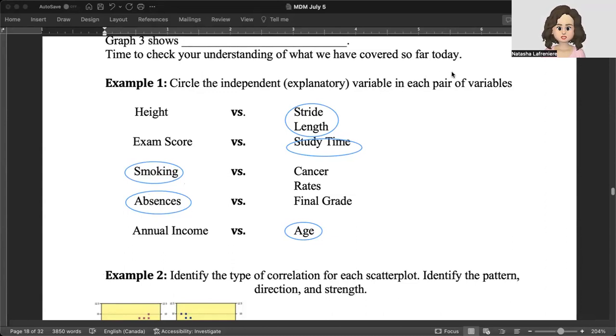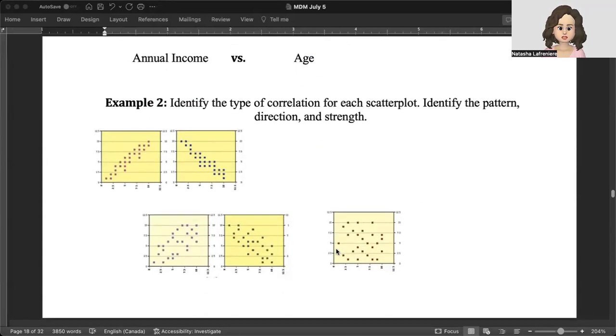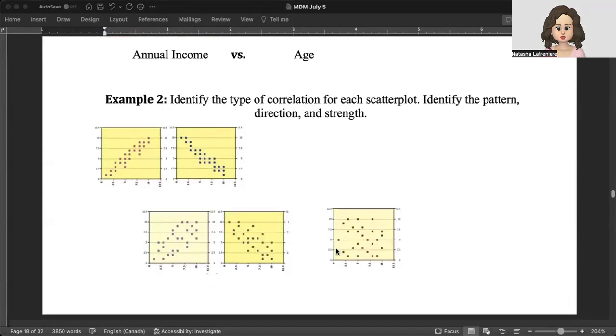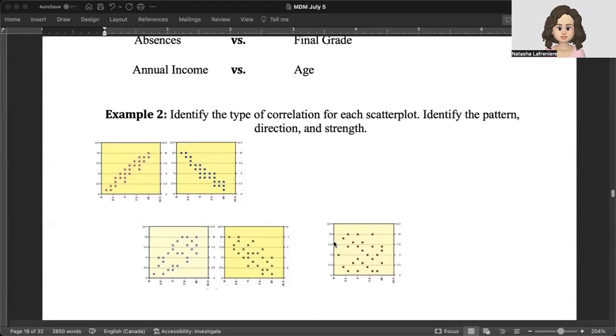I'm going to clear this and we're going to look at the types of correlation for the scatter plots. For the first one, it is a strong correlation because all of your dots are close together. It is positive because it is going upwards, and it is linear because it's a line. The one beside it is also strong. It is negative because it is going downwards, and it is linear.